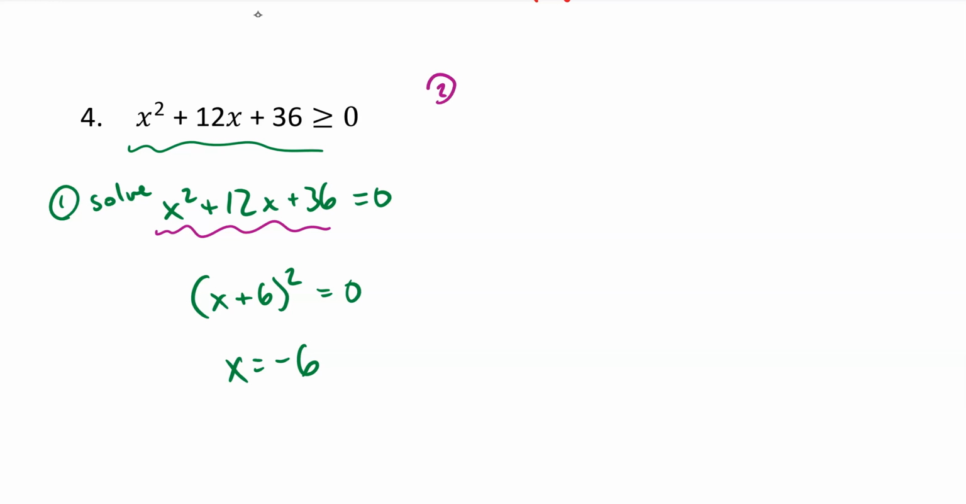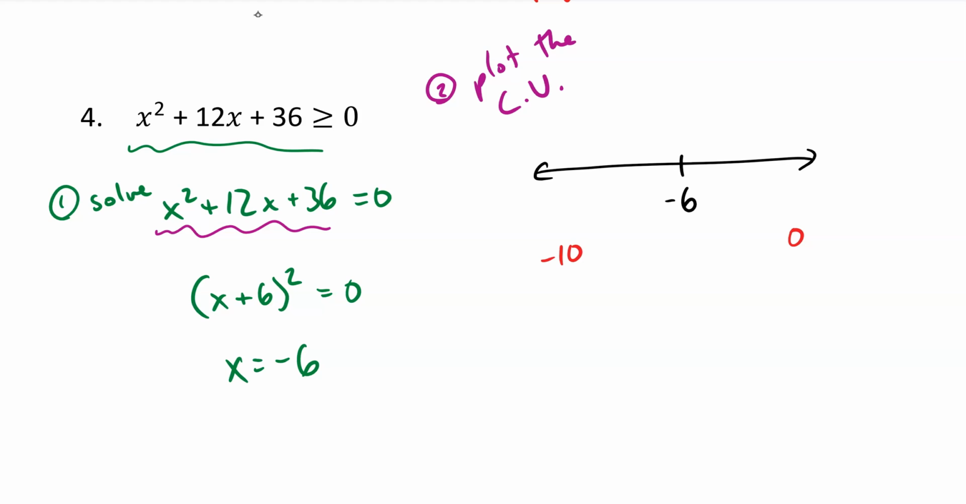So I can plot that critical value, sketching a number line, plotting the number -6. But now, because there's only one critical value, we have to be careful sort of how we think about this. If I use test points, I want to make sure to use 2 test points. So -10 and 0 would be good choices. I really could choose any number. -5 and -7 would be good options as well.